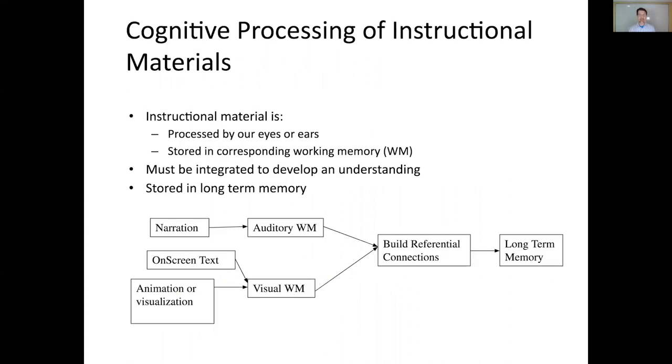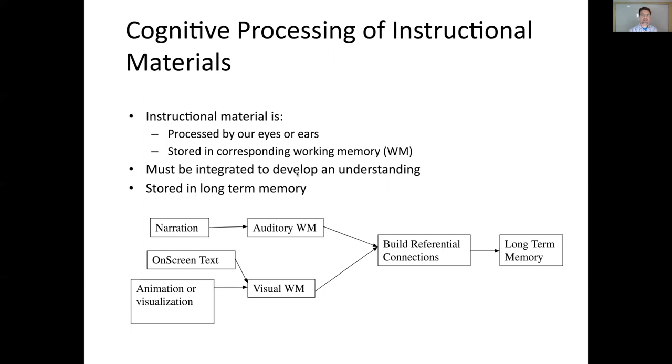To help in that and to help in interpreting all the multimedia principles, Mayer has this cognitive process of instructional materials that starts off with key premises that students process instructional material through their eyes and ears. If it's visual material, through their eyes, they see it. Or if it's narration, audio, like you're listening to me, they process that in their ears. And then it's stored in corresponding working memory, sometimes abbreviated WM. There's two kinds of working memory.